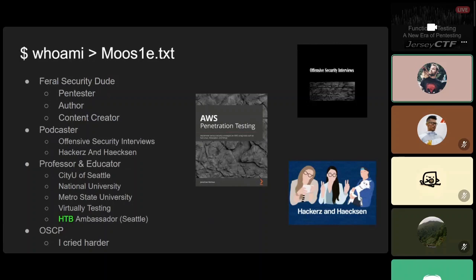The big thing that I do is I'm a professor and an educator. I teach as an adjunct at City U of Seattle, National University, and Metro State University. I teach anything from basic cybersecurity all the way to offensive security. I'm also a volunteer for Virtually Testing, where I do OSCP 10-week prep workshops.